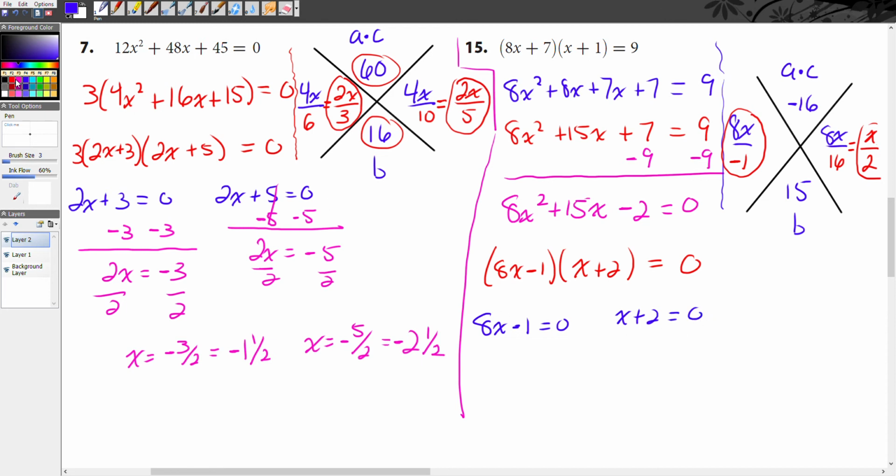Over here, I am going to add 1 to both sides. Get 8x equals 1, and then when I divide by 8, I get x equals 1/8. Then over here, x plus 2 equals 0. I'm going to subtract 2 from both sides, and I get x equals negative 2. So those are my two solutions. x equals 1/8 and x equals negative 2.